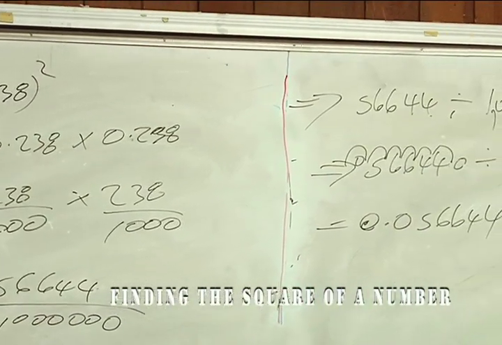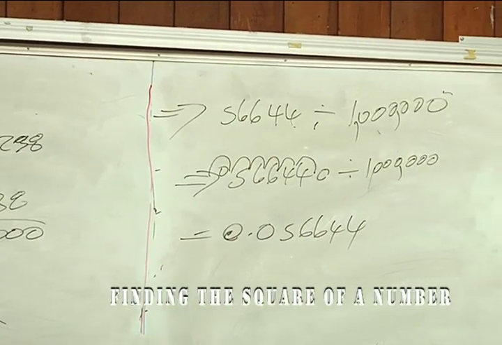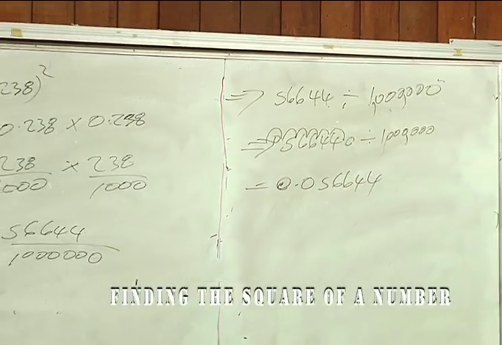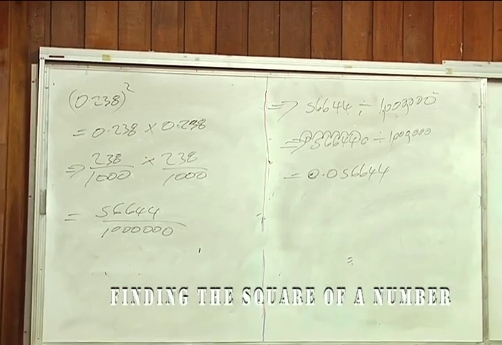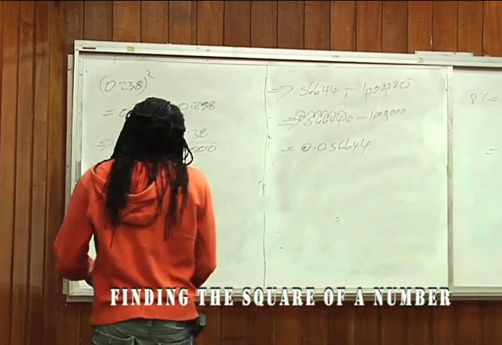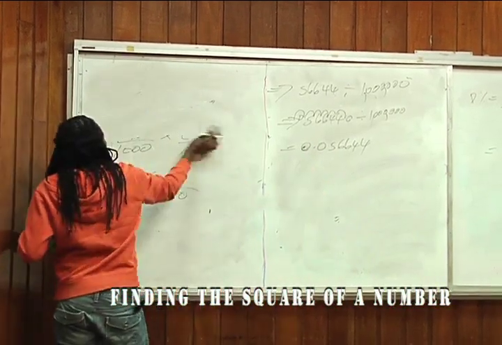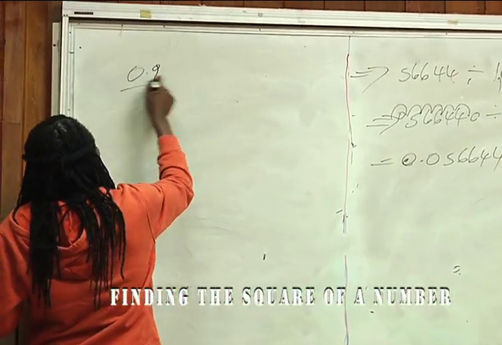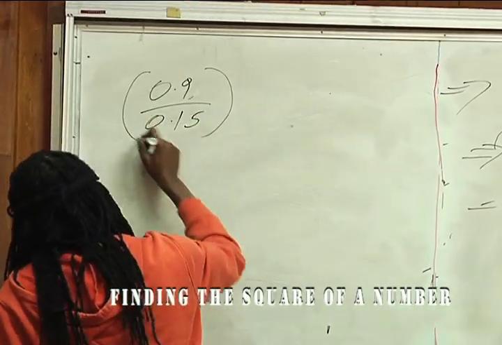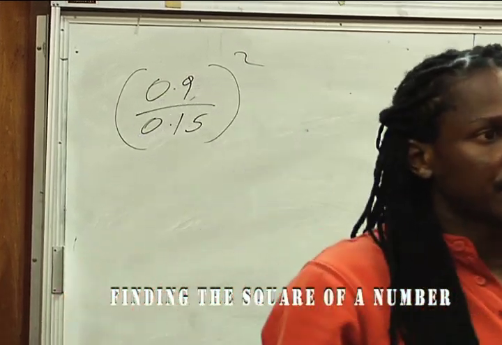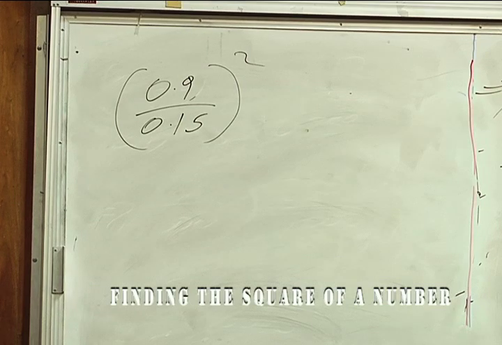What is the value of 0.9 over 0.15, squared? Number 3. Nice, see that? Number 3. 0.9 over 0.15 squared. No calculator. So 36.